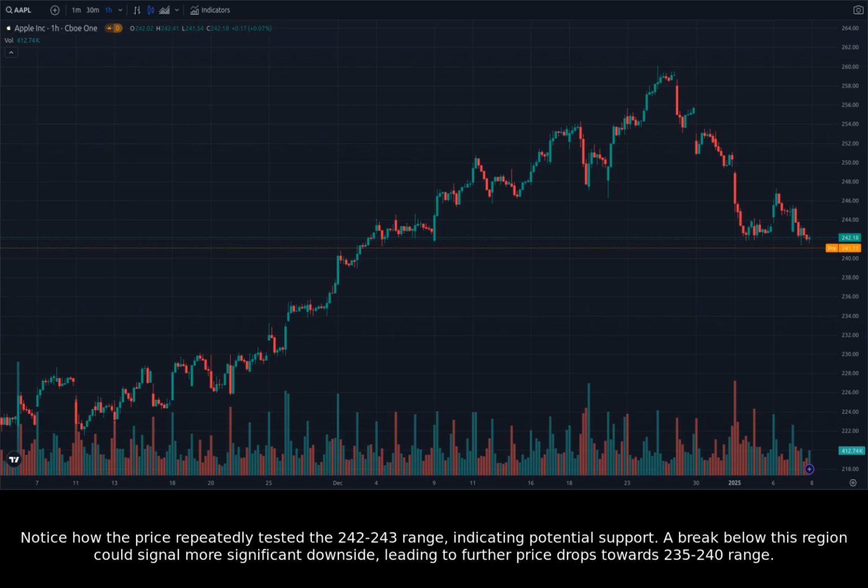Notice how the price repeatedly tested the 242 to 243 range, indicating potential support. A break below this region could signal more significant downside, leading to further price drops towards the 235 to 240 range.